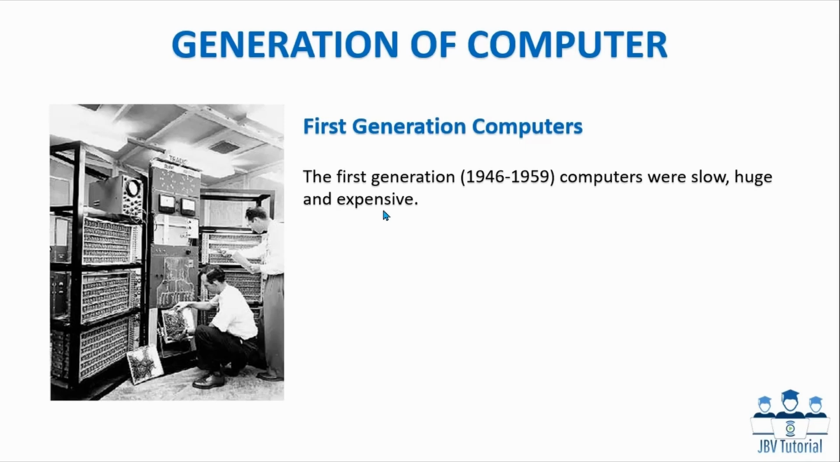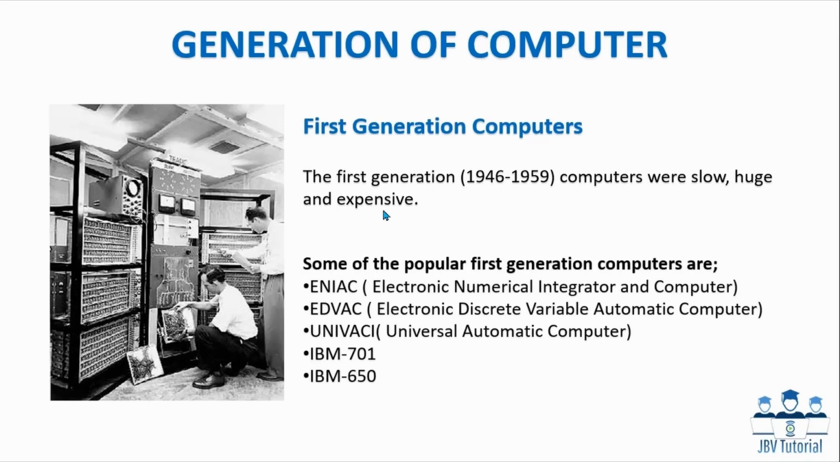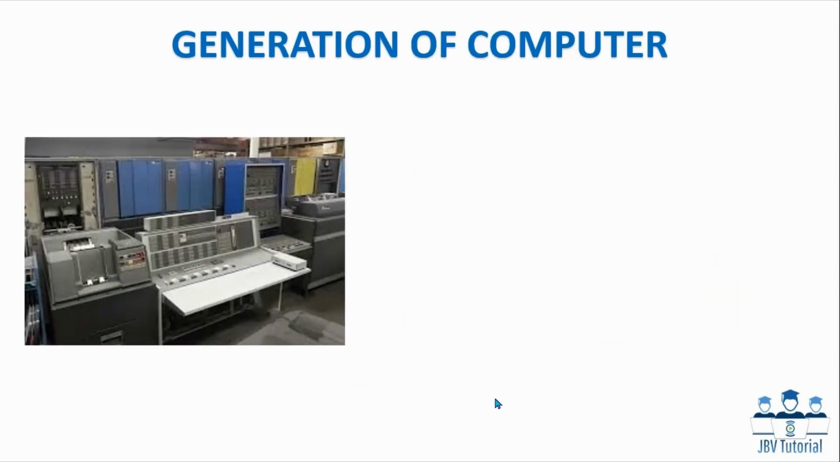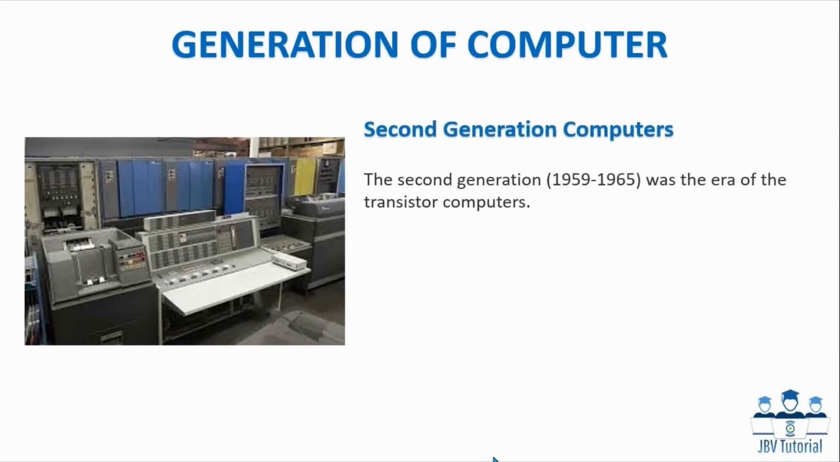Some of the popular first-generation computers are ENIAC, Electronic Numerical Integrator and Computer; EDVAC, Electronic Discrete Variable Automatic Computer; UNIVAC I, Universal Automatic Computer; IBM 701; IBM 650.